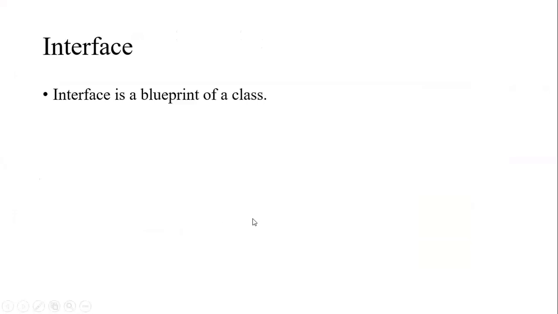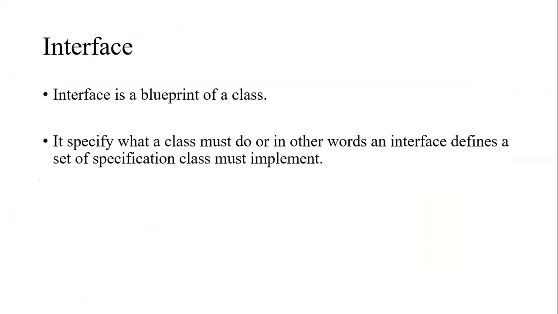So interface is a blueprint of a class. Blueprint in the sense it will not be having any implementation. Just it will be a set of some rules, right? It specifies what a class must do, or in other words, an interface defines a set of specifications a class must implement, right? So it is just defining a set of rules. Those rules need to be implemented by a particular class.